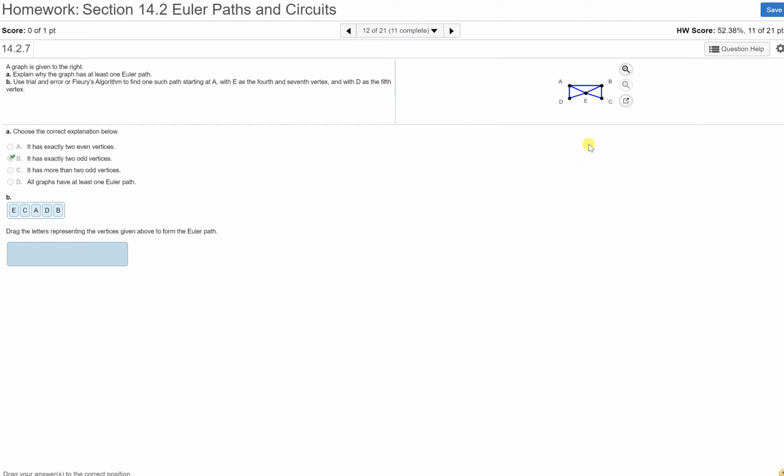So we've got to figure it out. We're going to start at one of the odd ones. Does it tell us a particular one? Oh no, it actually tells you where to start. It says start at A, so we're going to start at A. Technically we could start at B, since B is also odd, but they want you to start at A. With E as the 4th and 7th, that means don't go to E yet. So I guess we've got to go down to B. So let's put B.